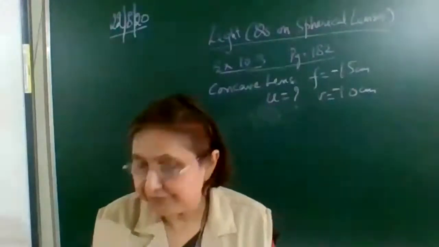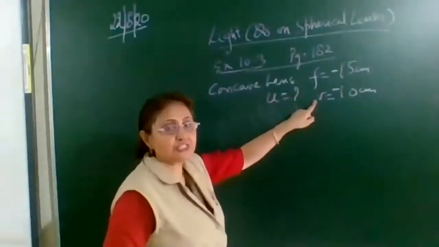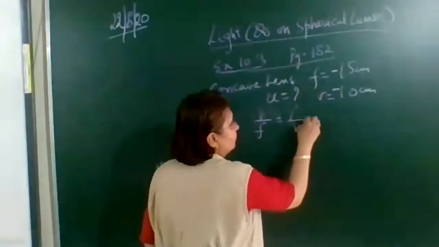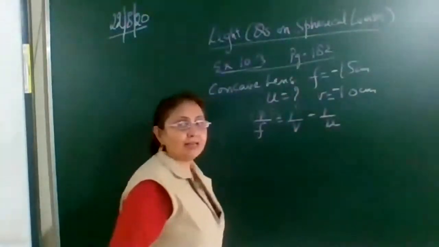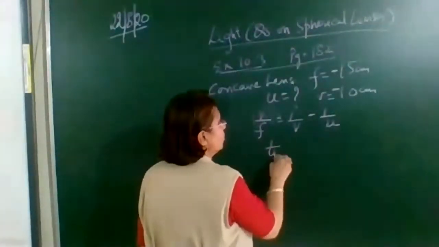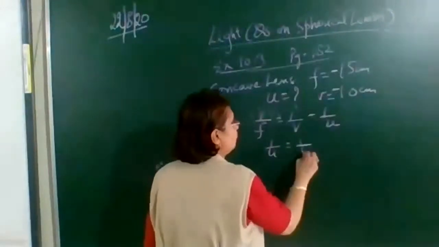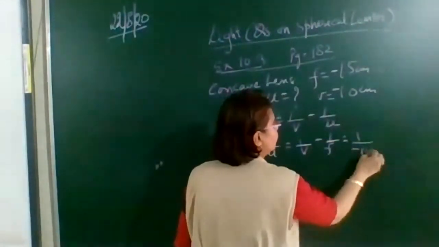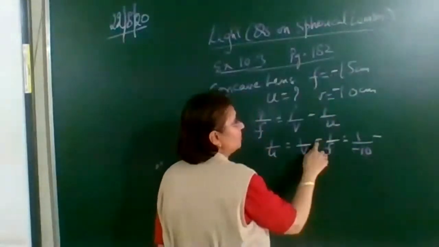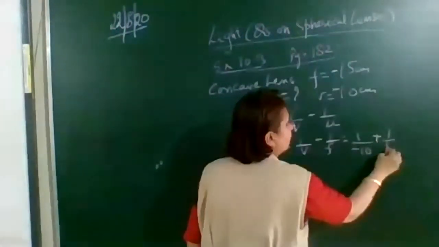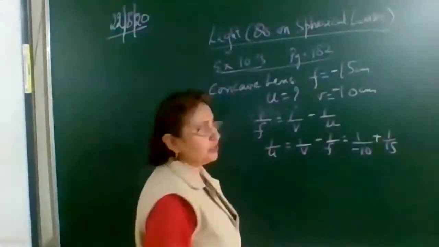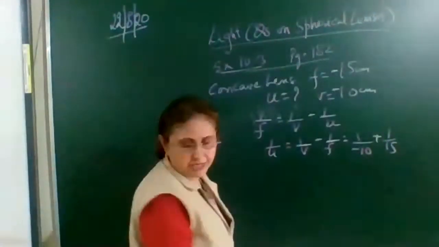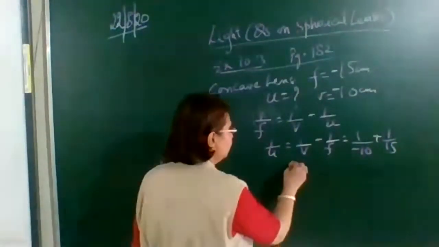Also find out the magnification. So first let's find out the U distance. F and V are given. What is the formula? Lens formula is 1 upon F is equal to 1 upon V minus 1 by U. So 1 upon U, bring it this side, is 1 upon V minus 1 upon F. Substitute the values: minus 1 by 10, minus into minus becomes plus 1 upon 15. So you will get 1 upon U.